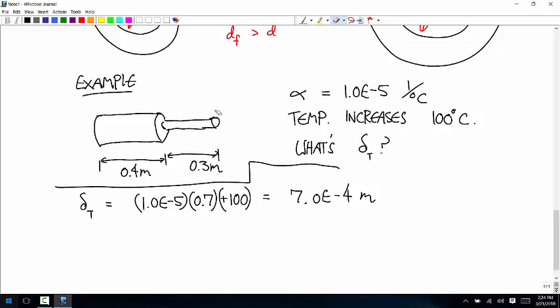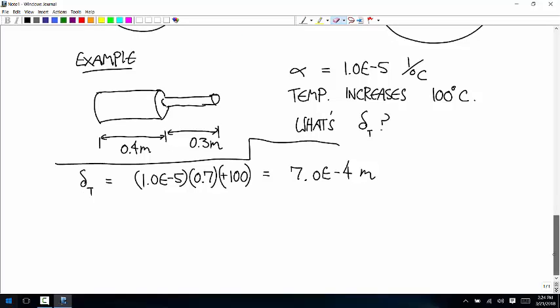And that's a pretty significant change in length, especially if you're talking about some kind of machine where parts have to mesh. It wouldn't matter in this case if it's just sitting there on the table, but if you have very tight tolerances, a lot of times you're machining stuff to tolerances closer than that. So that's all there is to thermal expansion. Anybody have any questions about that?